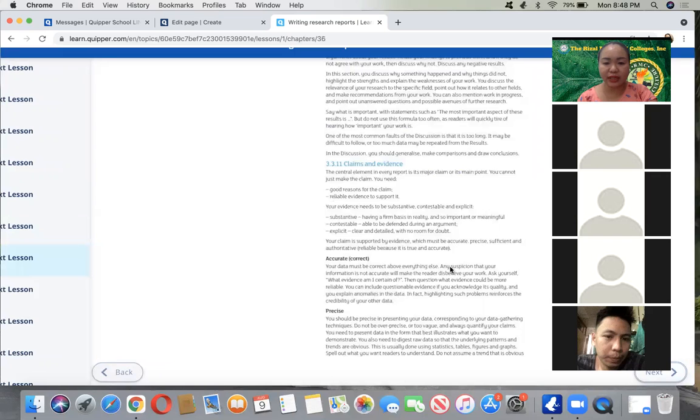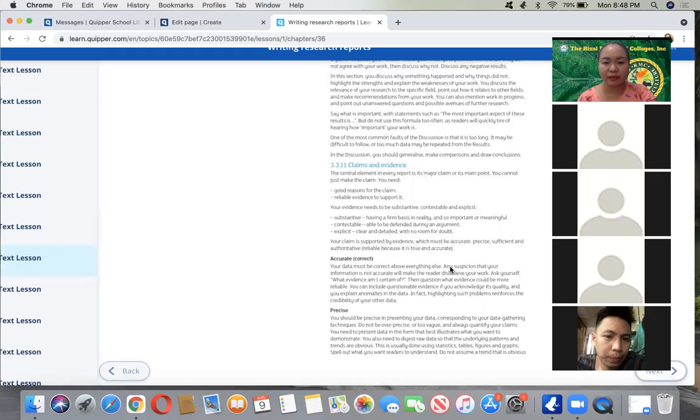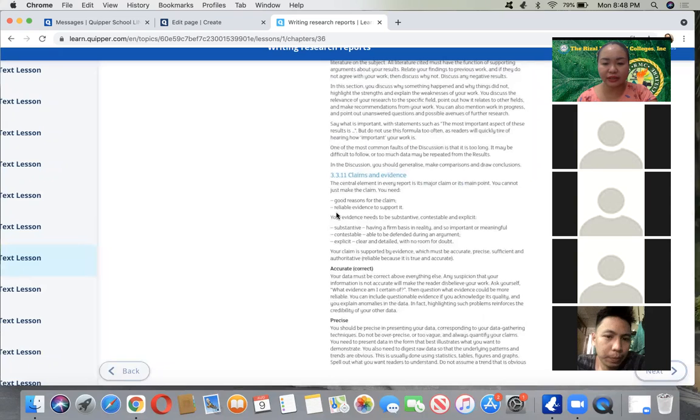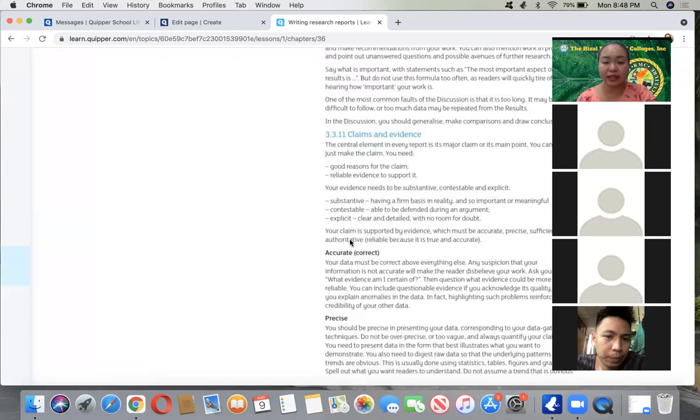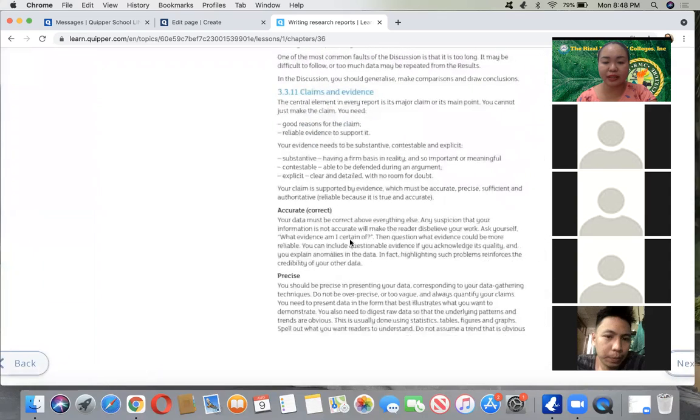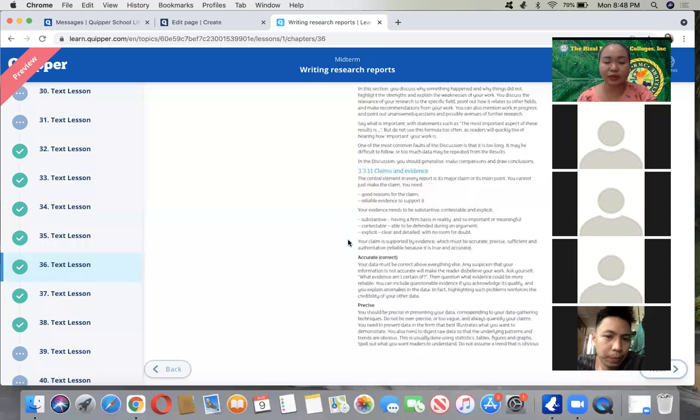Okay, so this is what I am actually talking about, claims and evidence. So you need reliable evidence to support it, and it's only through your data gathered and also the result of your statistical analysis. So it should be accurate and precise. If you have secondary data, it should be backed up with good data and a good report.